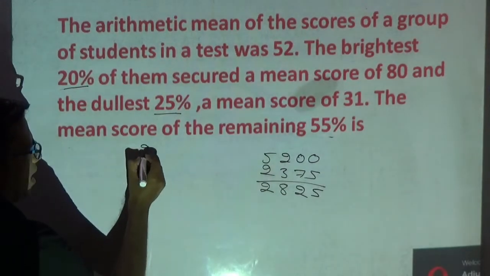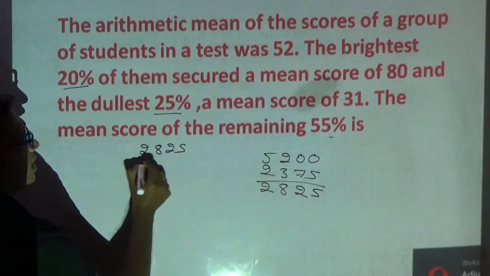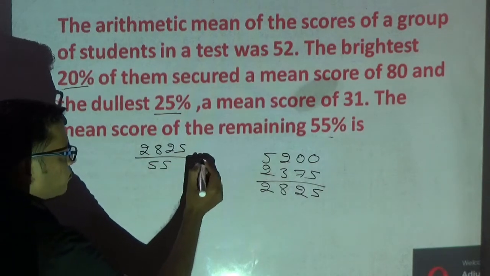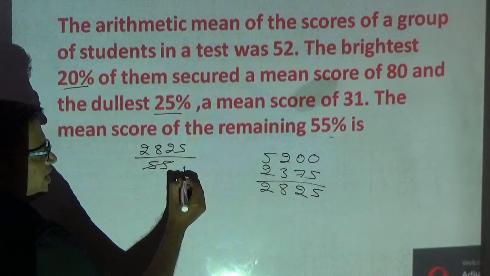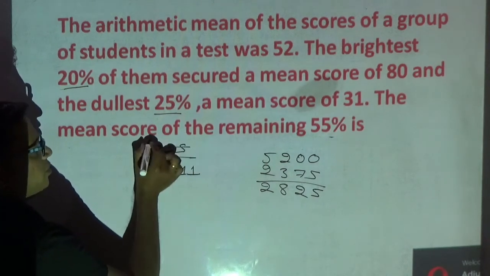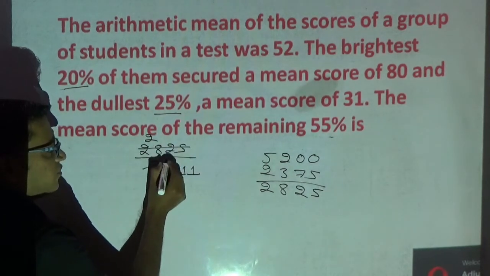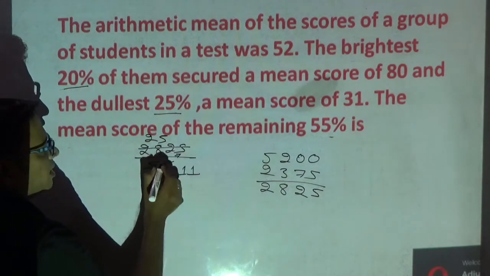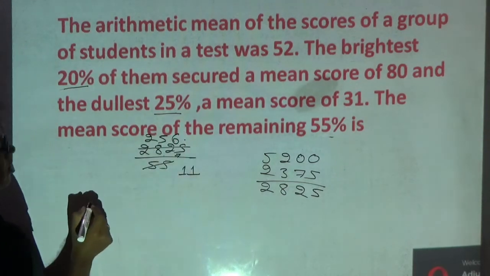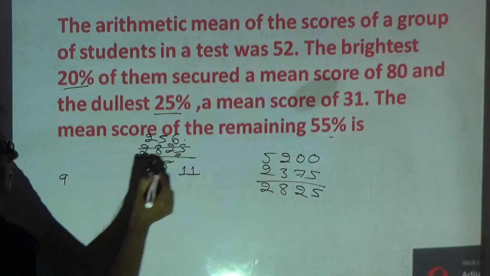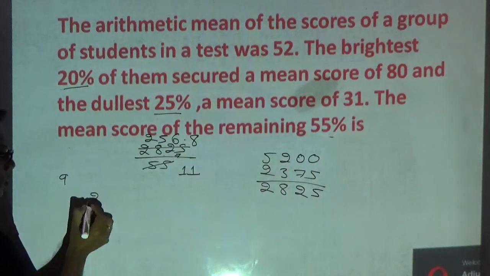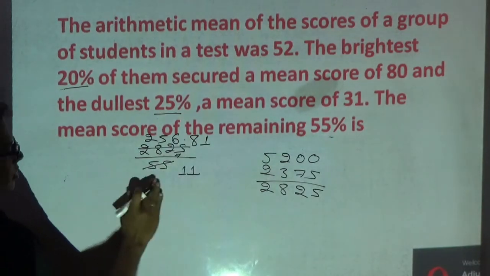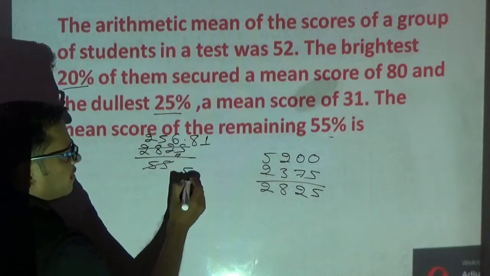But I want their average. 2825 divided by 55. That is what I require. Now please observe here. 11 fives are 55. 11 twos is what? 22. 6 left out. 11 fives are 55. 7 left out. 11 sixes are 66. 9 left out. 11 eights are 88. 2 left out. 11 ones are 11. You can stop it here. Then here 11 five times is 55.